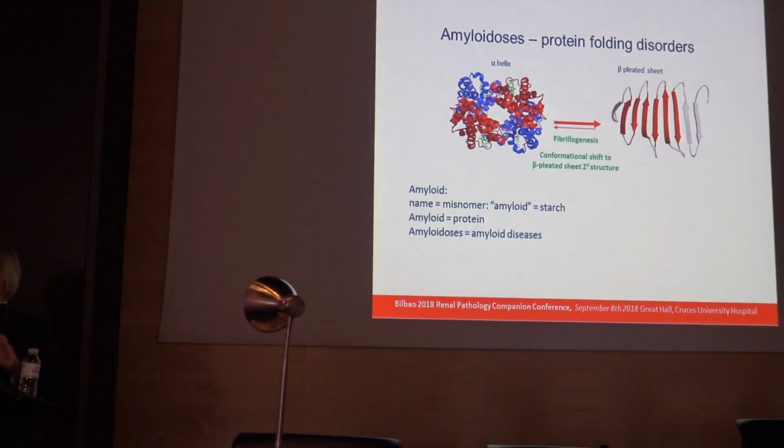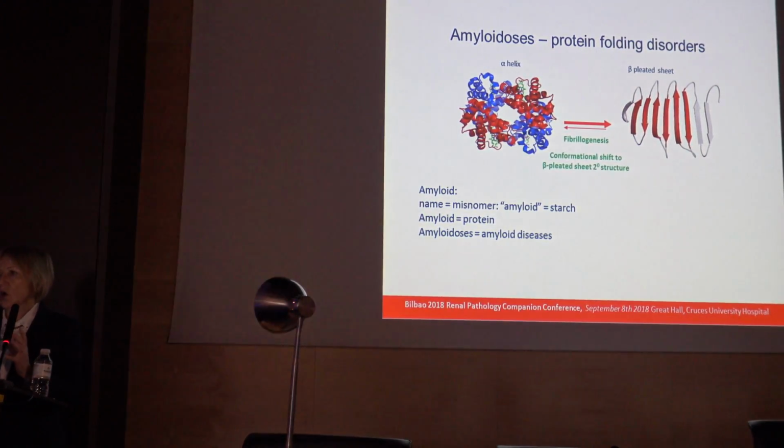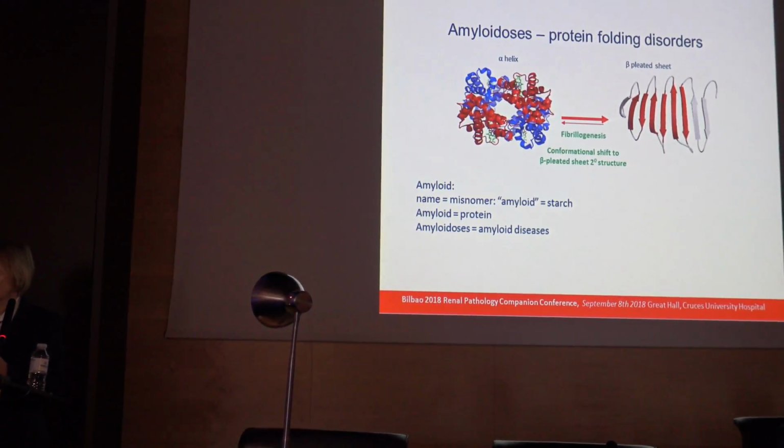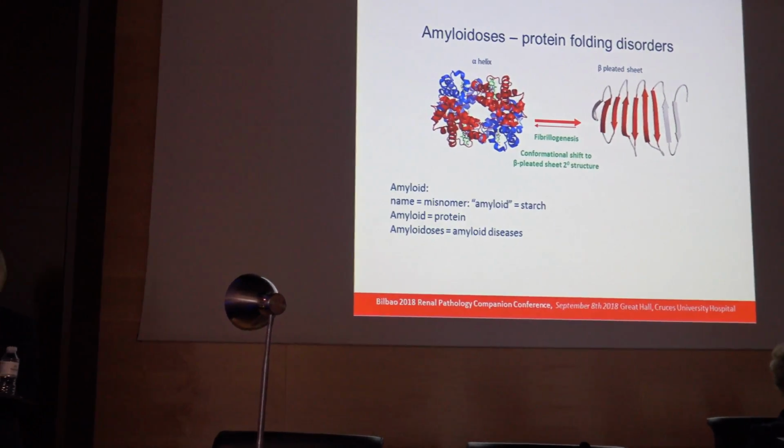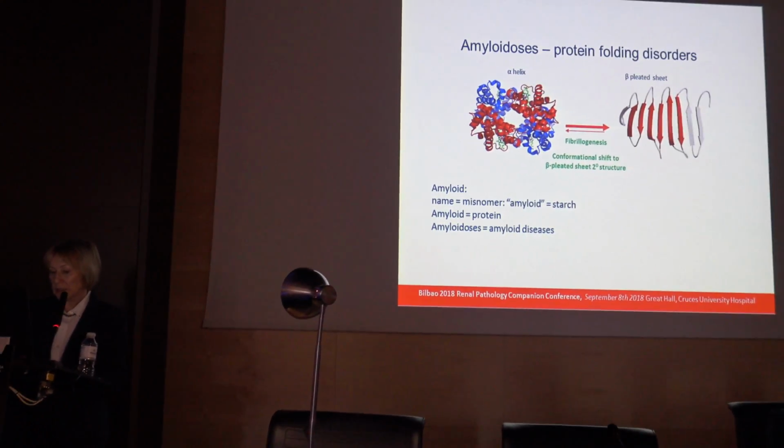On the left side you have a functional protein which is soluble, biologically functional, composed mostly of these corkscrew structures which represent alpha helix. Under certain conditions, the same protein, without changing its primary amino acid structure, can undergo conformational change as shown on your right side, and it gains a different conformation as shown as these flat ribbons. And these flat ribbons represent the beta-pleated sheet structure.